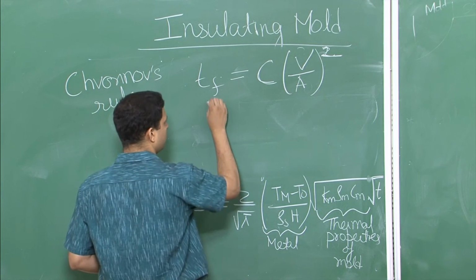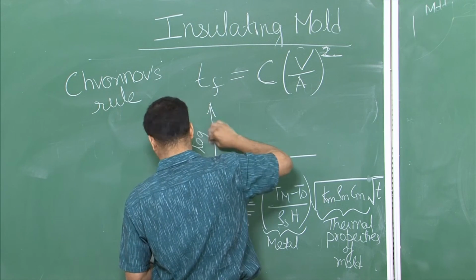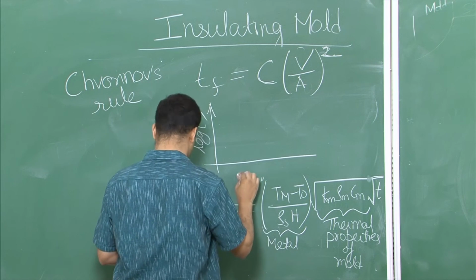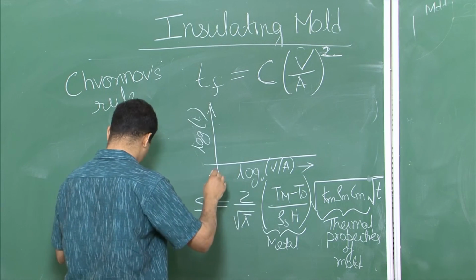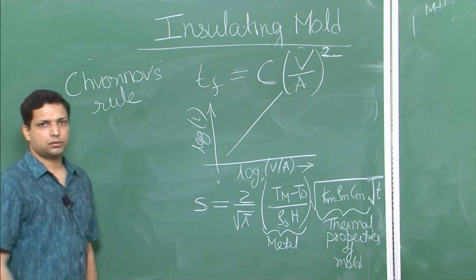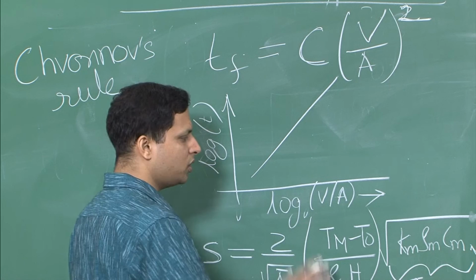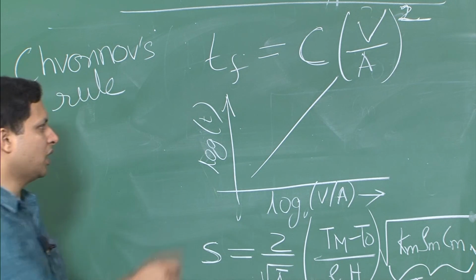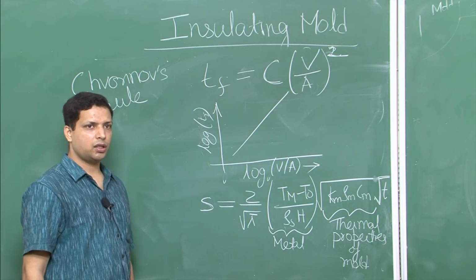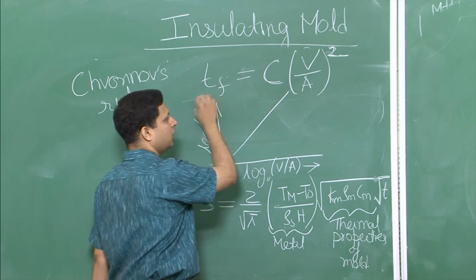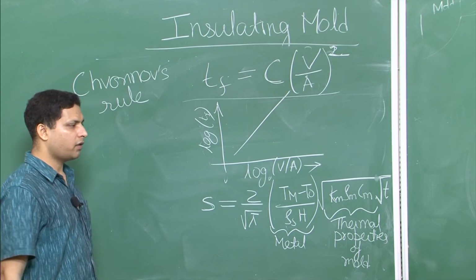So if you were to plot this as log T, you will get a straight line again. So this is the volume by area ratio for different molds for the same metal mold combination, and the total time it takes. You plot the log plot of these values, and you will get a straight line, which shows that Chvorinov's rule is valid, and it holds true whenever you have insulating mold condition.